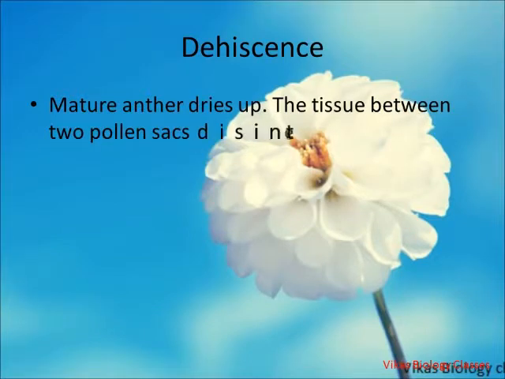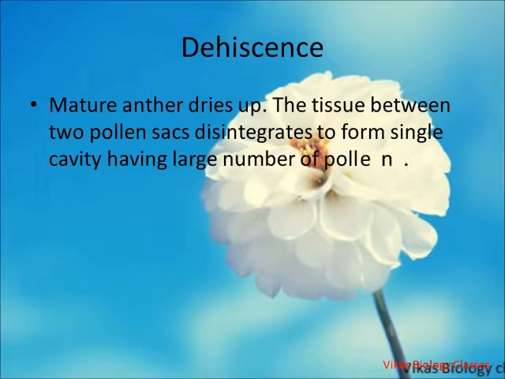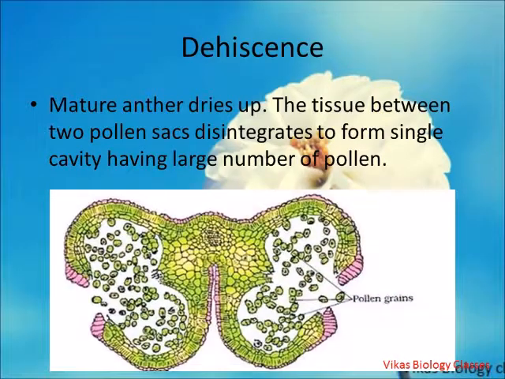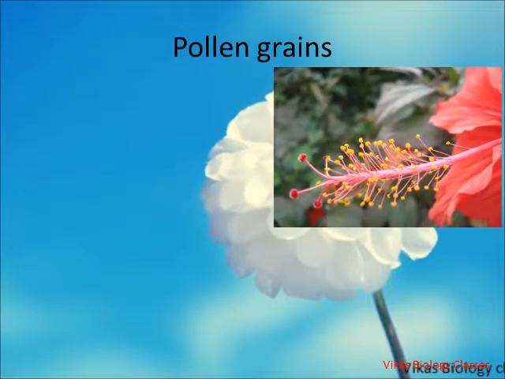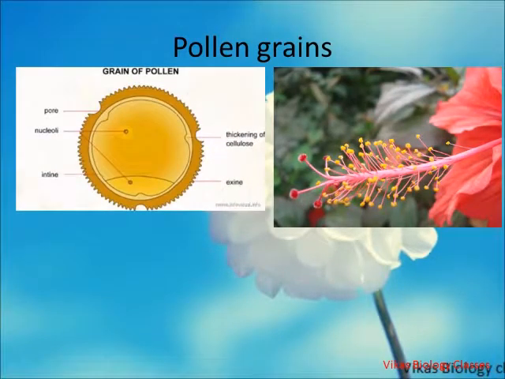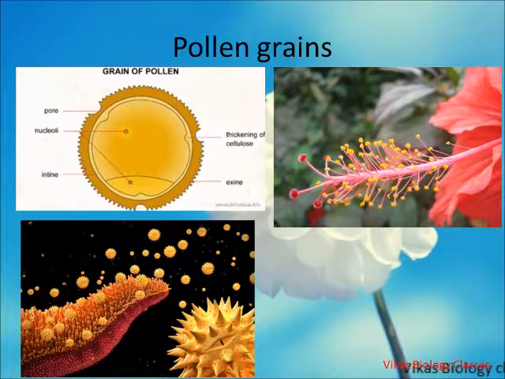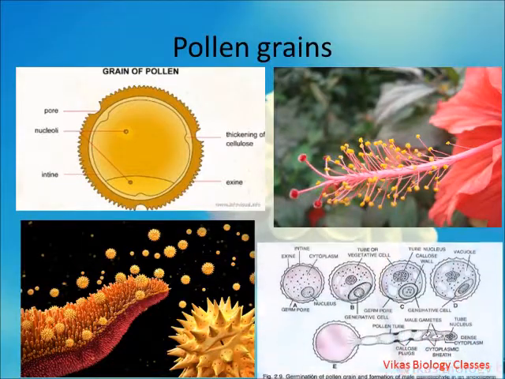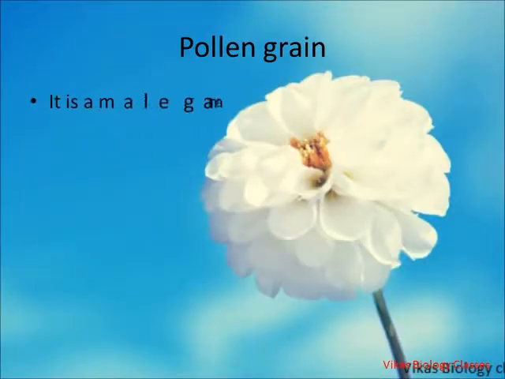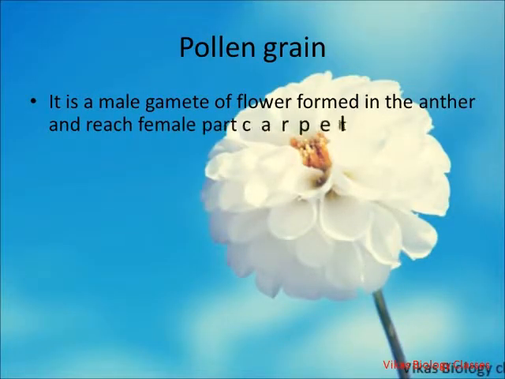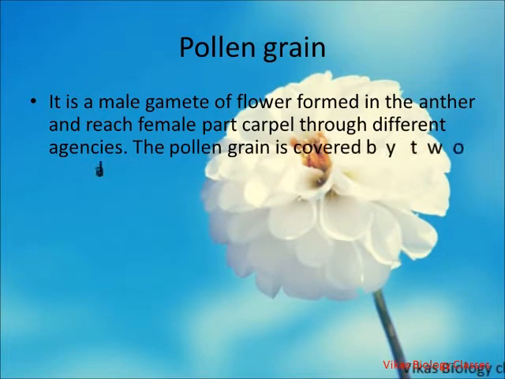Dehiscence. The mature anther dries up. The tissues between two pollen sacs disintegrate to form a single cavity having a large number of pollens. Pollen grains. This is a diagram of a pollen grain. This is the electron microscopic structure of a pollen grain, and this is the post-pollination event in the pollen grain. It is the male gametophyte of the flower, formed in the anther and reaching the female part, the carpel, through different agencies.